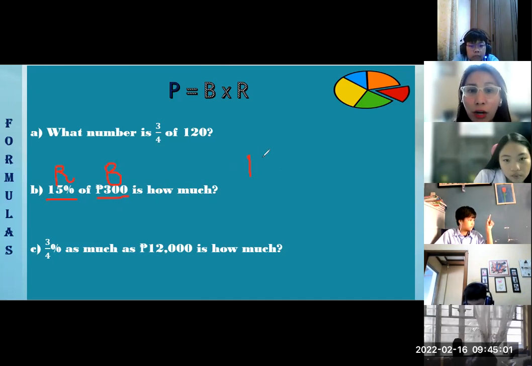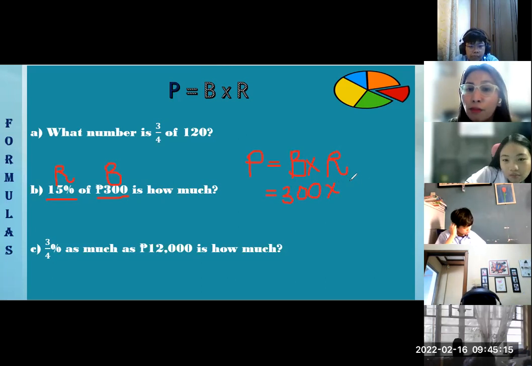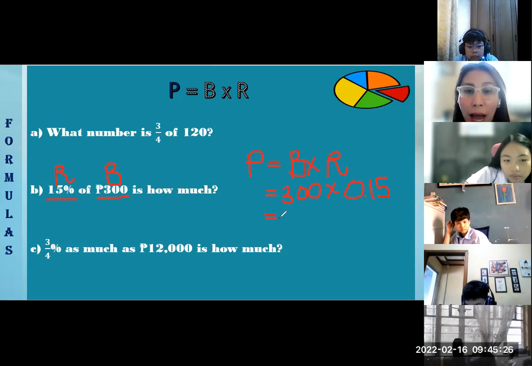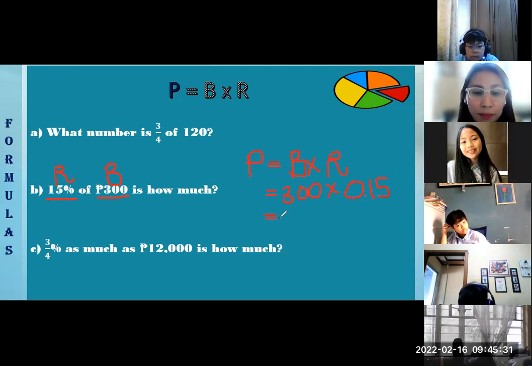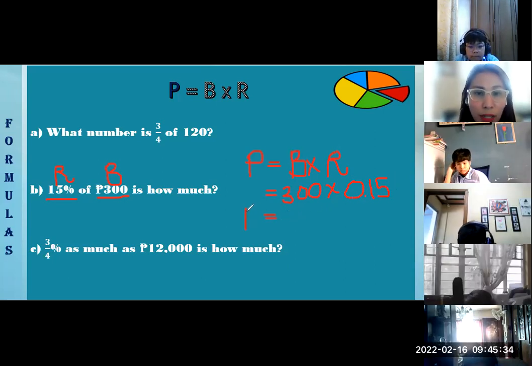Okay, so using again the formula, let's find the percentage. B times R. B natin is 300. Multiply lang natin by the rate na 15% or 0.15 kapag decimal. Ayan. So multiply lang natin. 300, multiply it by 0.15. We now have how much? P will now be equal to 45.